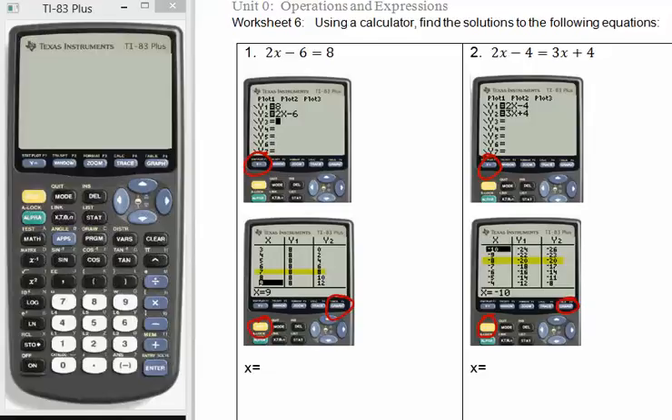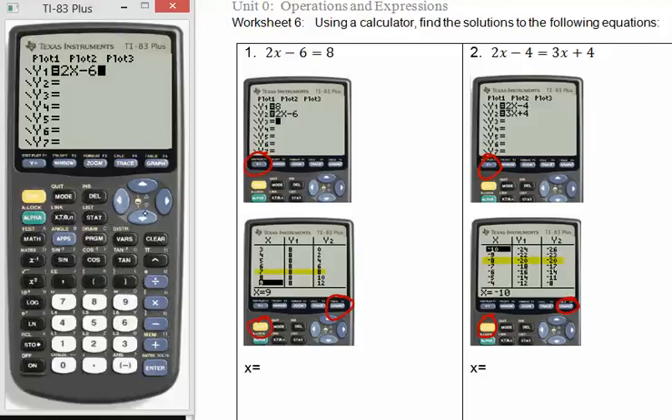I want you to do it by hand too, but when it comes down to the test, you can do it this way. All you do is you take one side of the equation, and let's go in here. We're going to turn our calculator on, and we hit this y equals. What we're going to do is we're going to put one side of the equation in y1. So we're going to go 2x minus 6, and then we're going to put the other side in y2.